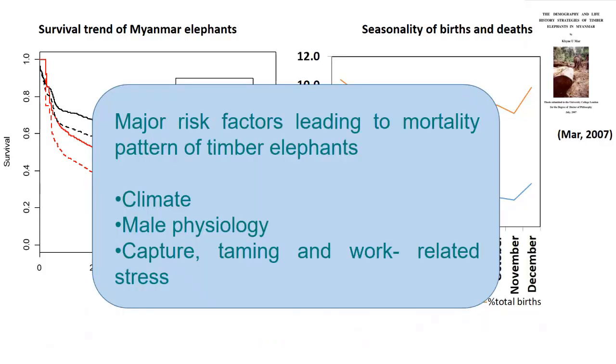But in short, my thesis talks about the major risk factors leading to the mortality pattern of timber elephants, which is likely to be caused by climate and male physiology, because males need more food but do not have the opportunity to forage, the higher workload, and then the musth period. All of this makes them stressful, and it costs their longevity. Taming, capturing, and work-related stress, I think these three things are the major risks leading to mortality. Anybody who would like to go into details, this is open access.